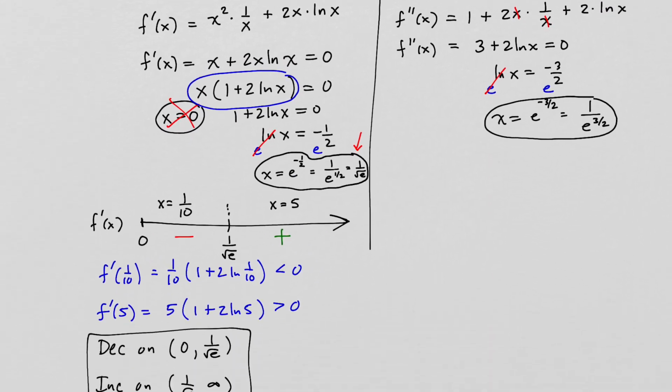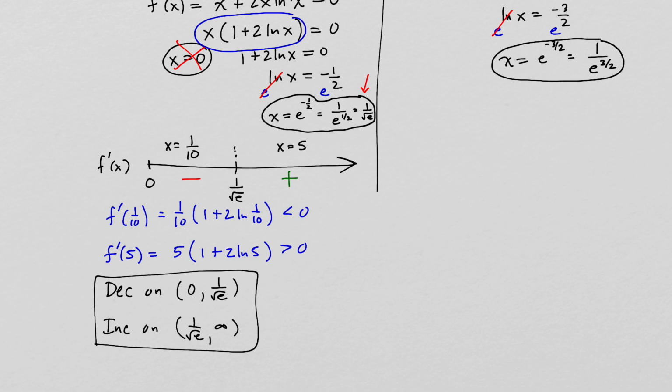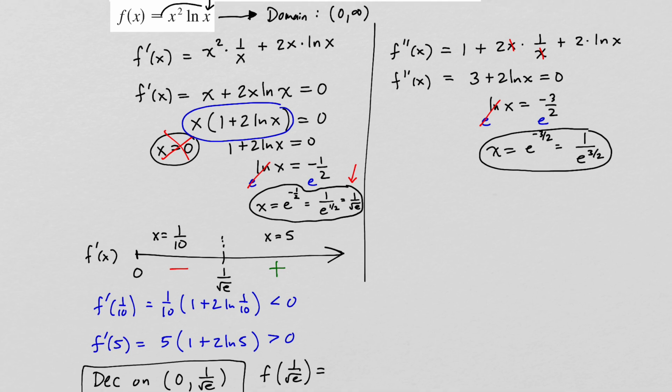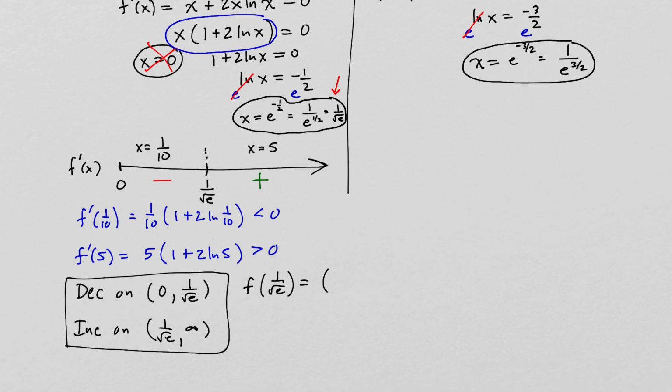Part B, what are the local maximums and minimums? Well, there's only one. It goes from decreasing to increasing. So we have a local minimum here. So f of 1 over the square root of e is our local minimum, but what is that value? Well, we have to plug it into our original function, which was x squared natural log of x. So that's going to be 1 over the square root of e squared times the natural log of 1 over the square root of e. This is going to be 1 over e, and then this is the natural log of 1 over e to the 1/2.